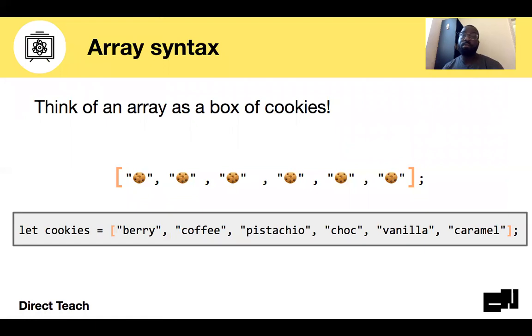Cool. So you can think of an array like a box of cookies. I know we all love cookies here. So we have these square brackets, that's the box. And inside the box, we have these array elements. In this case, they're cookies, or they can be different flavors of ice cream.